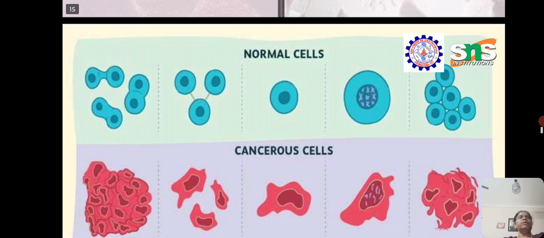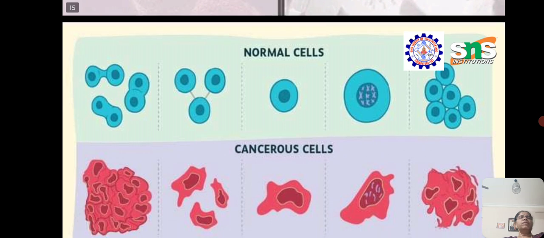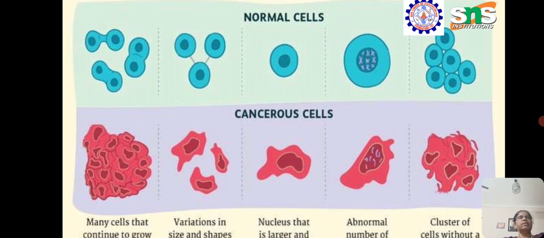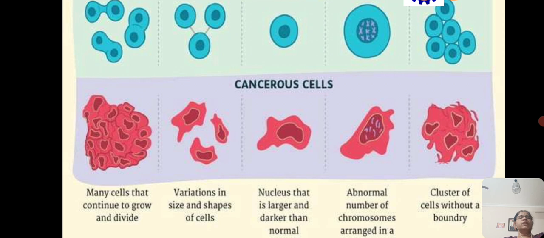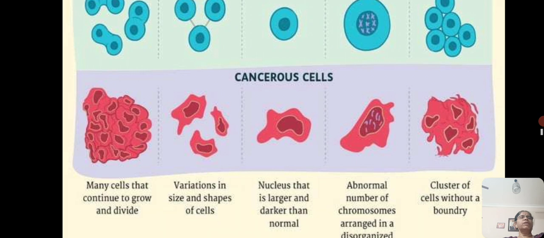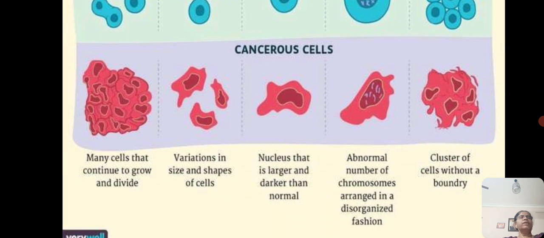So next picture, look into this picture. Normal cells are divided into 2, 4, 8, multiplying with the same size. Whereas cancer cells, look into the bottom picture, are many cells of irregular shape that continue to grow and divide. There are variations in size and shapes of cells. The nucleus is larger and darker than normal. An abnormal number of chromosomes are arranged in a disorganized fashion, a cluster of cells without a boundary.